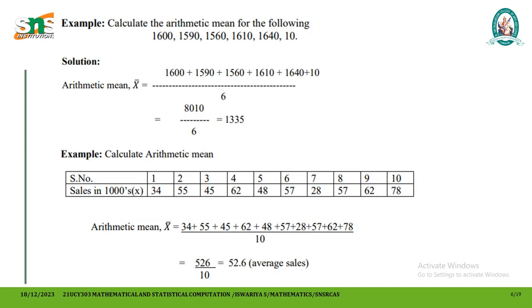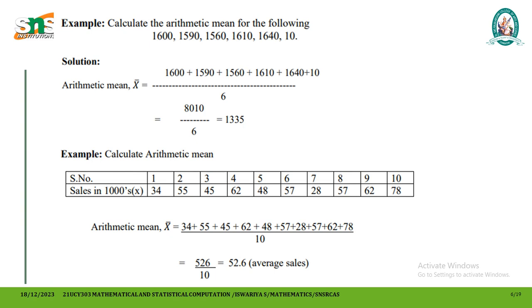So let's see problems on the arithmetic mean. First we see a problem based on the individual series. Calculate the arithmetic mean for the following data. The formula for the arithmetic mean is x bar is equal to summation x by n. Summation x means we have to add all the given values, and n denotes the number of values given in the question. By adding all the values we get 8010, and the number of values in the given problem is 6. By dividing these two values I get the answer 1335.